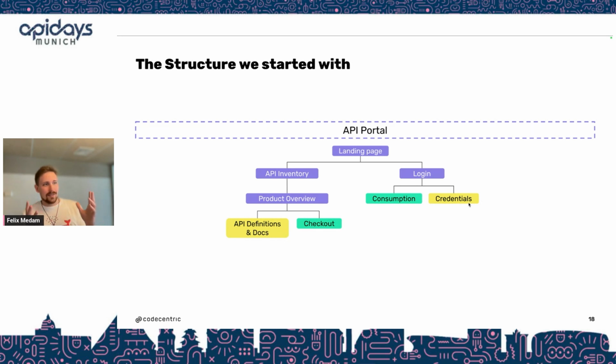And as you can see, this portal content and structure was a bit more on the technical side, and this was also due to the fact that we started by building a developer portal. So the first audience we had in mind were application developers utilizing our APIs, and not necessarily the business, the application managers buying the APIs.